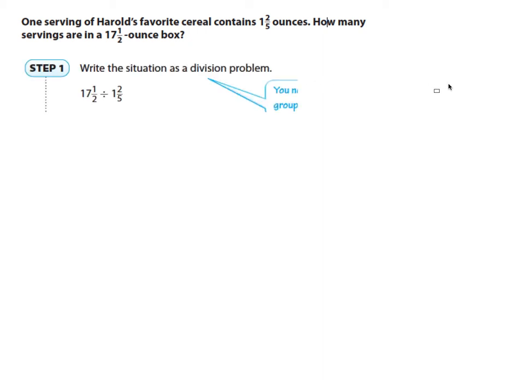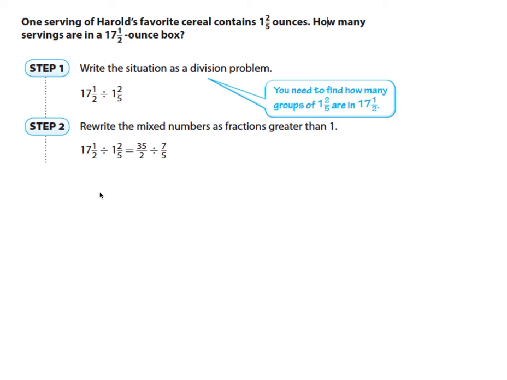So the first thing you want to do is to create a division problem. So here we have 17.5, which is where we got this number here, divided by 1 2/5, which came from here. And it says here in this blue word box that we need to find out how many groups of 1 2/5 are in 17.5.